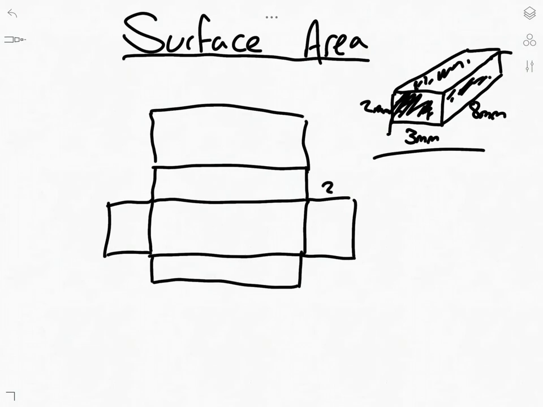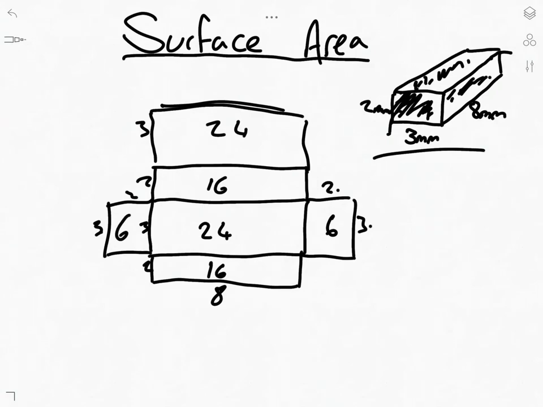We have our 2 and our 3 and our 8. And all these ones along here are 8. And then this is 2 and 3, because it matches up with here, 2 and 3. And so once you've got the net, it's actually much easier to work out. So 2 times 3, the area of this bit is 6. The area of this bit is 2 times 8, 16. This one's 3 times 8, which is 24. And 16, 24, and 6, and then we would just add them up.